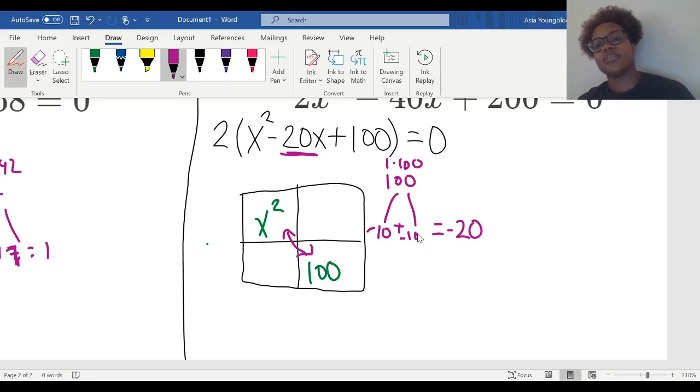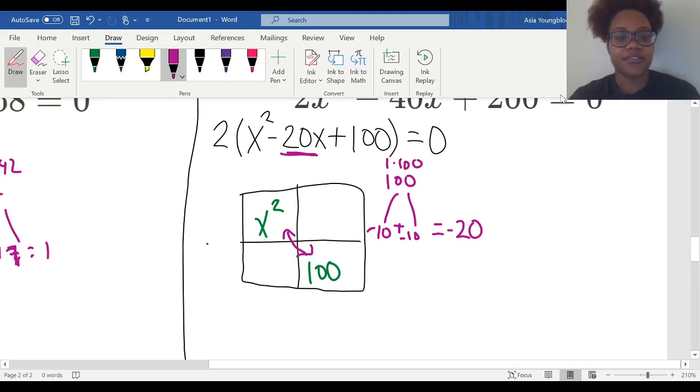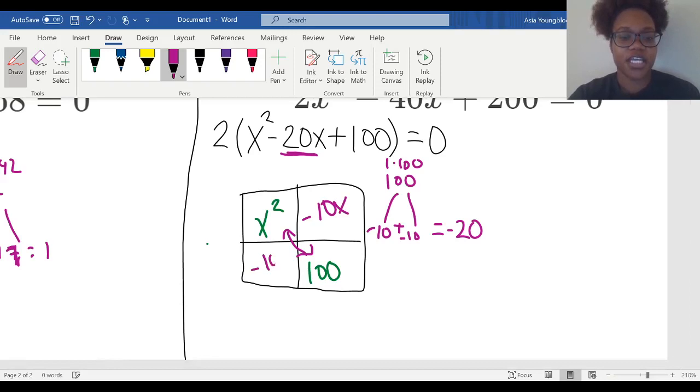So negative 10 times negative 10 is 100. Negative 10 plus negative 10 is negative 20. So we're going to split up this negative 20x into negative 10x and negative 10x. Factor it out, put these x's here.